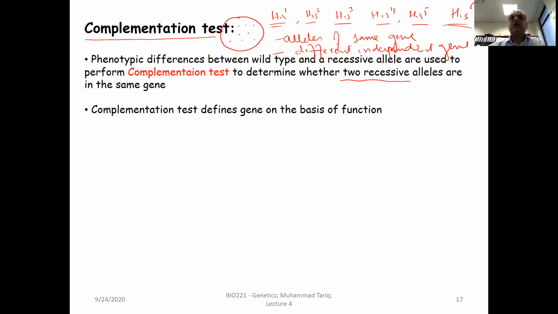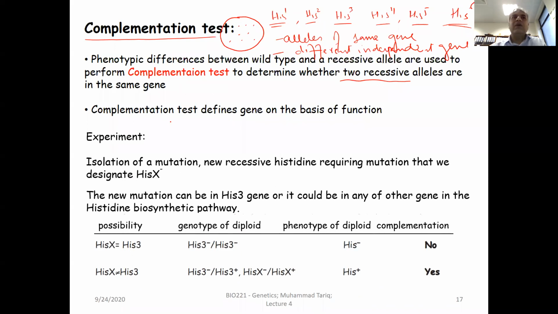We take these 10, for example. And for the complementation test, for example, we did this. We have his 3. We know his 3 is recessive, and remember, this test is only possible if we have recessive phenotypes. So let's say we have his X and his 3. We name them like this: 1, 2, 3, 4, 5, 6, 7, 8, 9, 10, and the 10th is like his X. Now, one possibility is his X and his 3 are in the same gene. This is an independent mutation. This is an independent mutation.